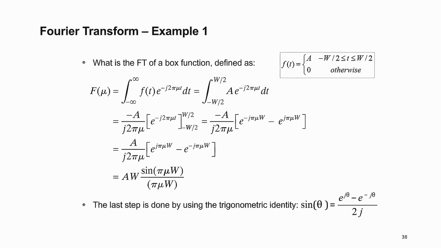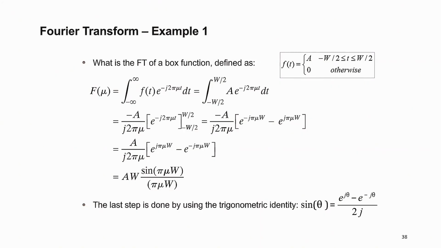So the first example: let's say you have a function which, in the time domain, is a constant a from minus w by 2 to w by 2, any value. Okay, so it's a box function. Let's see what the Fourier transform is. With some of your background, if you have a square function, what will be the Fourier transform of this? Sinc. I think you already know.